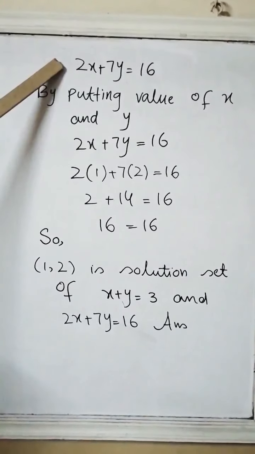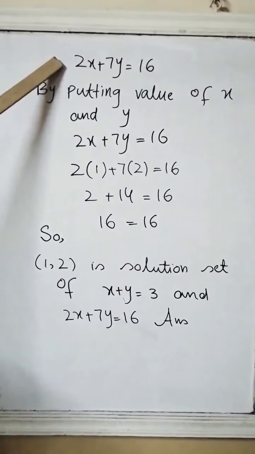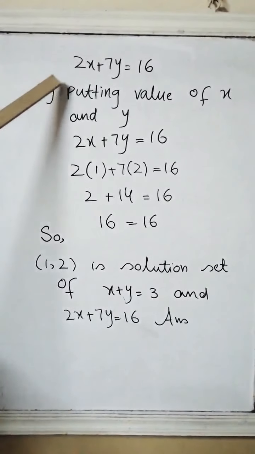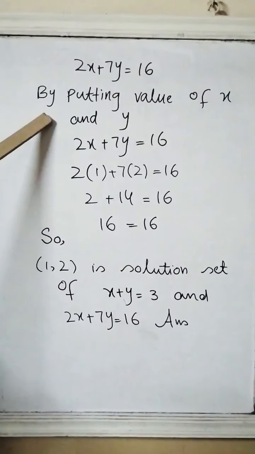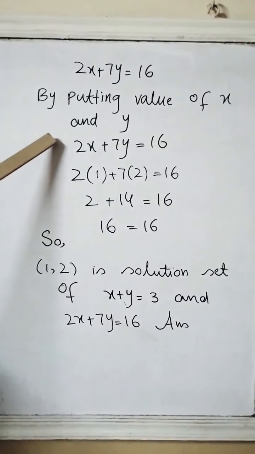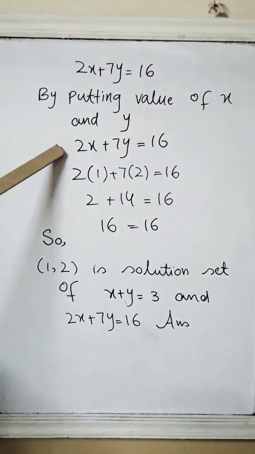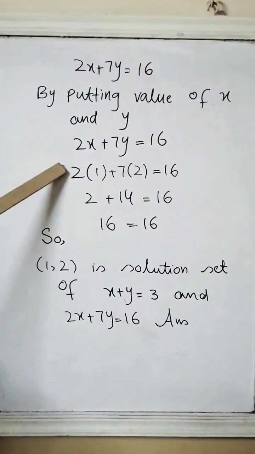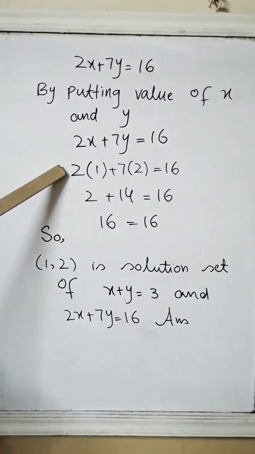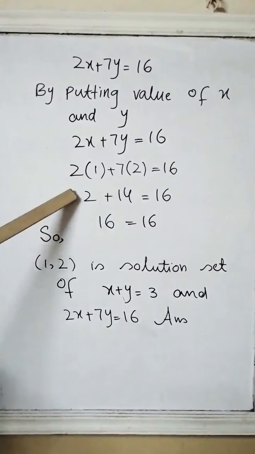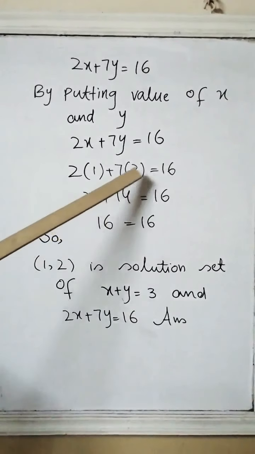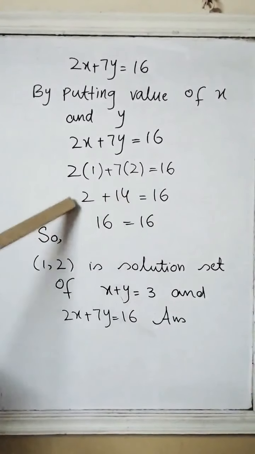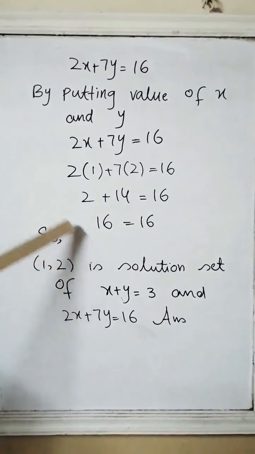Now students, here is the equation which is given to us, 2x plus 7y is equal to 16. Now we will put the values of x and y in the equation. In place of x we will write 1 and in place of y we will write 2. So we will write 2 into 1 plus 7 into 2 is equal to 16. Now by multiplying 2 into 1 we get 2, plus 7 into 2 we get 14, is equal to 16. When we add 2 and 14 we get 16 is equal to 16.